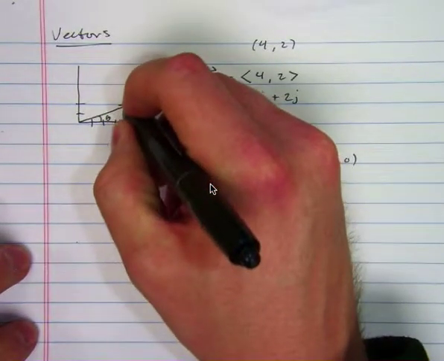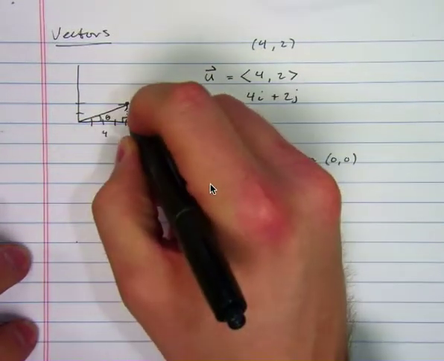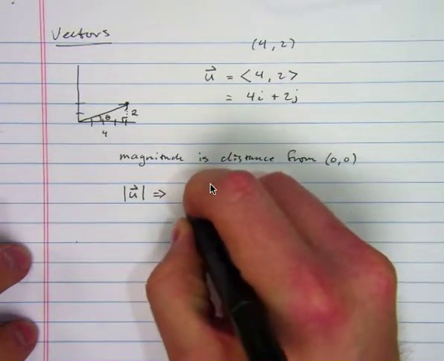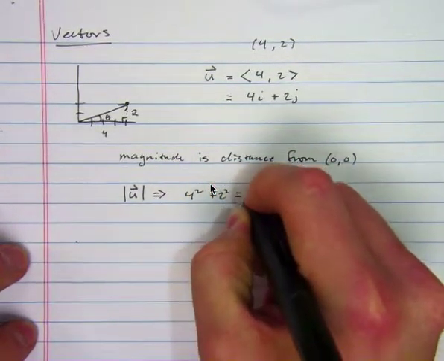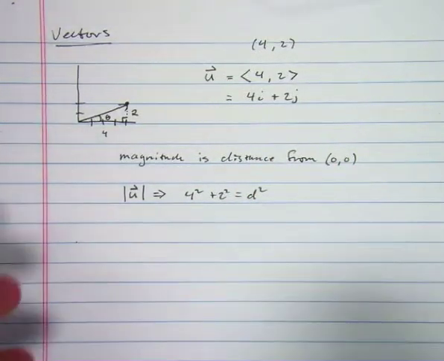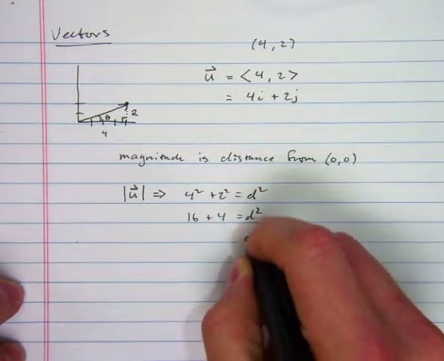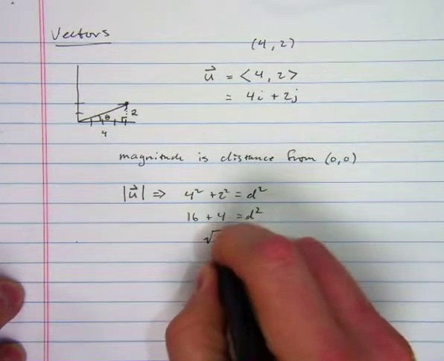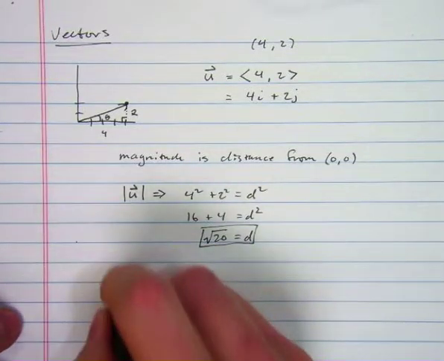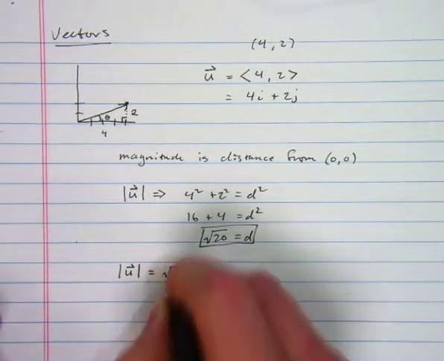So what we do here then is we go to this picture and we can just find the distance from 0. If we treat this like a right triangle, I know it's going to be 4 as one leg, 2 as another leg. And so I would do 4 squared plus 2 squared equals d squared, and d would be the distance. So 4 squared is 16, 2 squared is 4, d is going to be the square root of 20. And normally when we answer this, we would write the magnitude of u is the square root of 20.